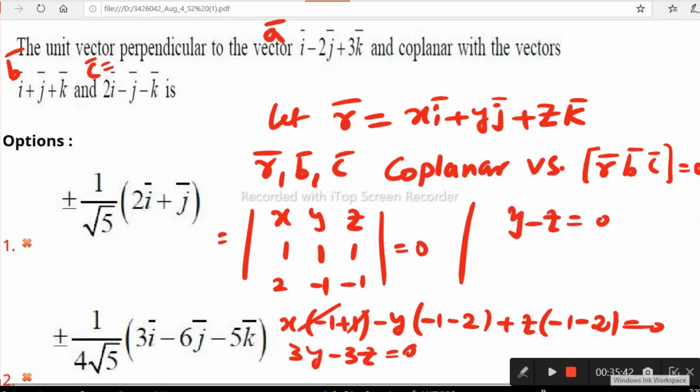y minus z is equal to 0 means the y and z coordinates are equal in our required vector. The y and z coordinates must be equal in our required vector. అంటే j, k coefficients equal ఉండాలి. We can now look at option number 1. j, k coefficients are equal? No. j coefficient is 1, k coefficient is missing, so 1 is not equal to 0. Second option, we observe minus 6, minus 5. Both are not equal. Now look at the next options. Which option matches this one? అంటే j, k coefficients ఈక్వల్ ఉన్న ఆప్షన్ ఏంటో ఇప్పుడు నెక్స్ట్ 2 ఆప్షన్స్ కూడా అబ్జర్వ్ చేద్దాం, రైట్?